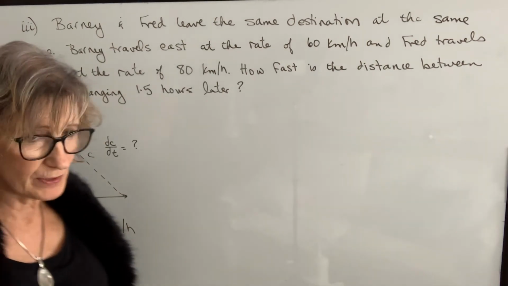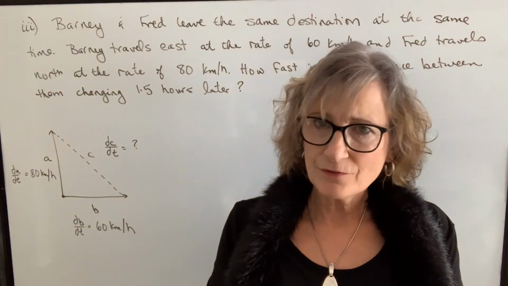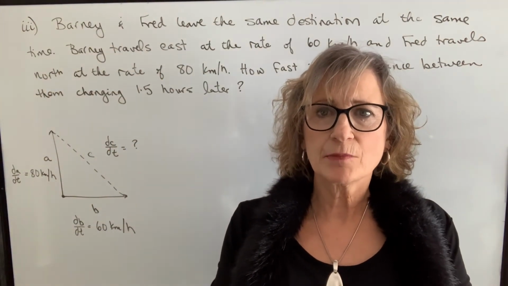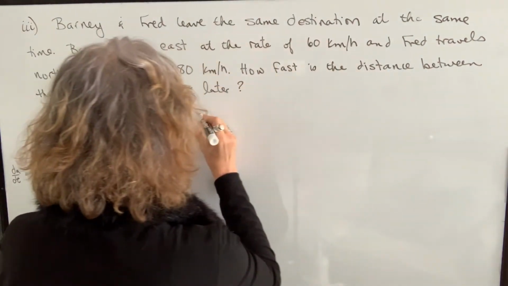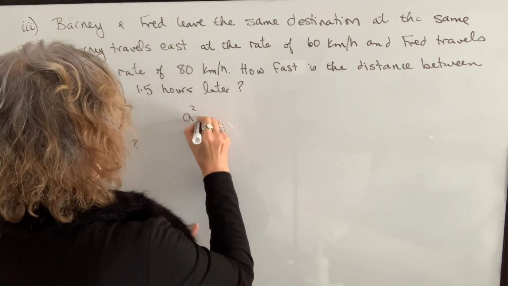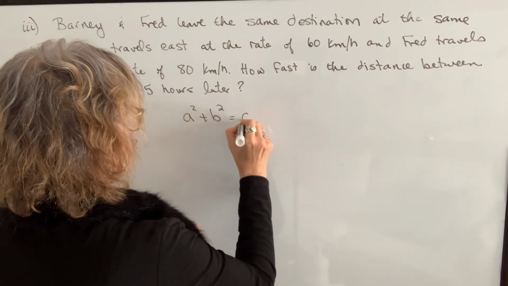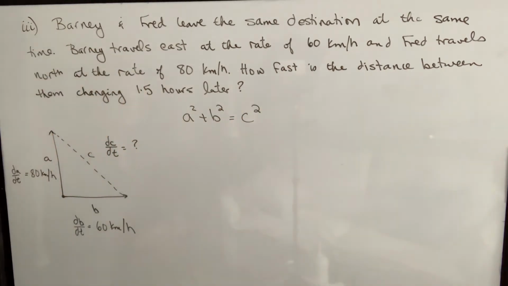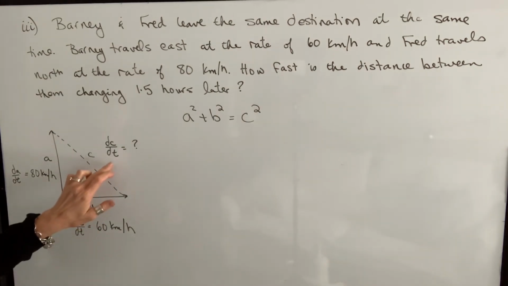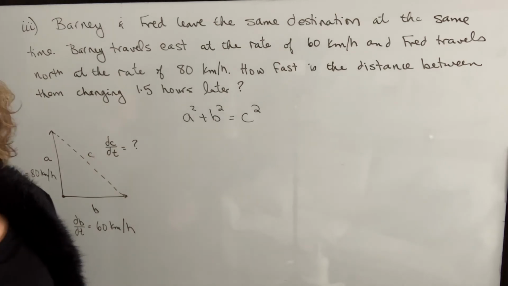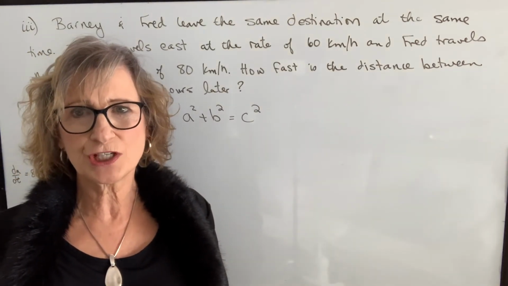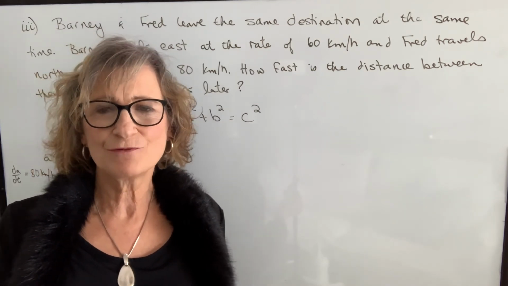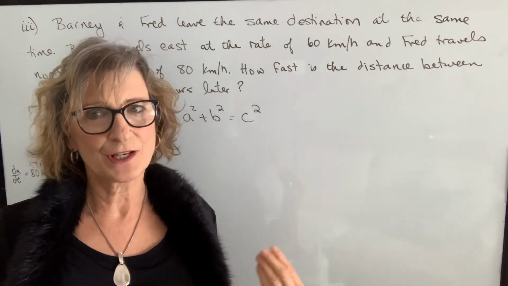First of all, I want a relationship between A, B, and C. We now have 3 variables and none of them are remaining constant. So I have to write my equation in terms of those 3 variables. So A squared plus B squared will equal C squared. And I know 2 rates of change, and I'm asked to find the 3rd rate of change. If you have 3 variables and all 3 of them are changing, in order to find one rate of change, you need the other 2, so we're okay.